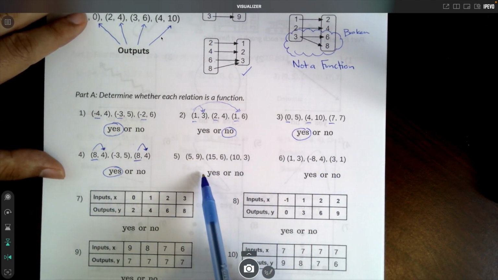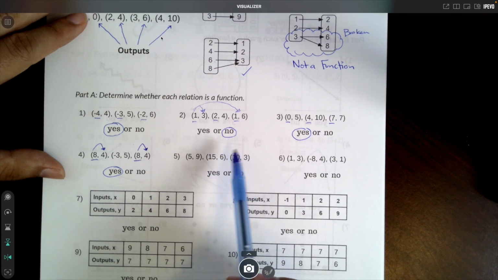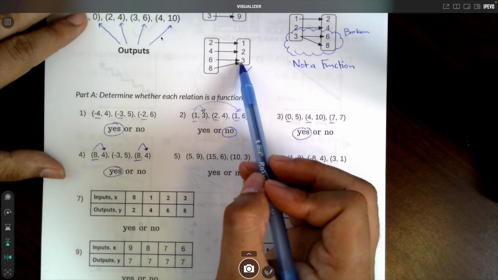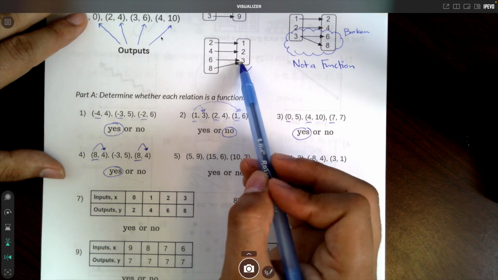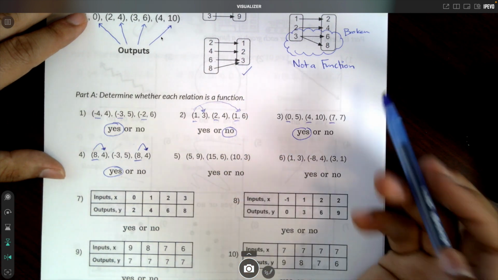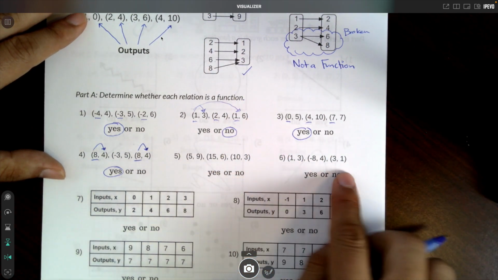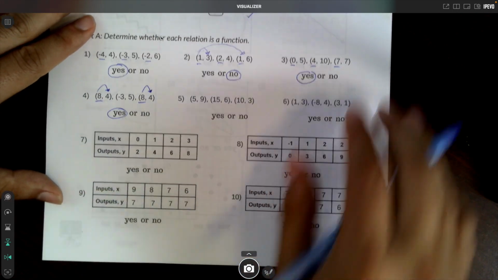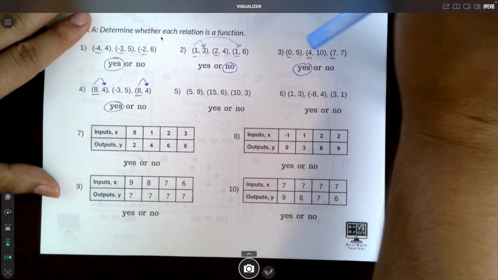Don't worry about if there's essentially the same output. You can have 2 different numbers go to the same number, and that's okay. I'm going to let you figure these out on your own. Sometimes you might see them in the form of a table.